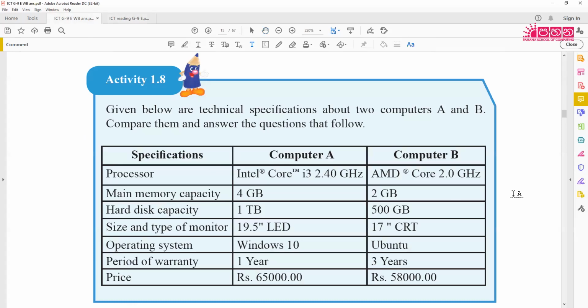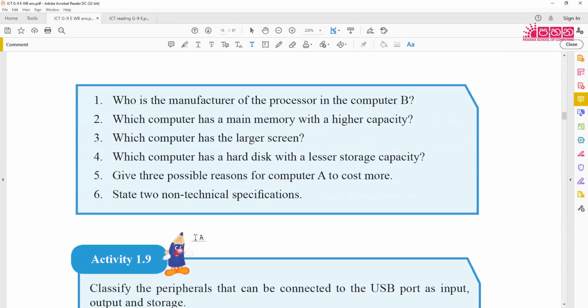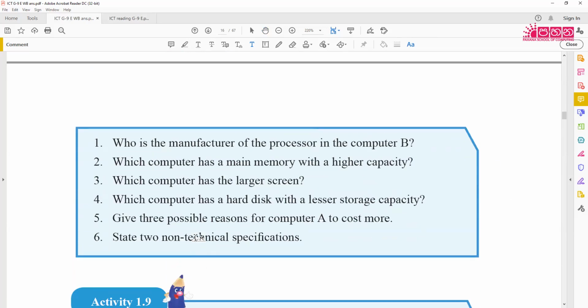Now in this activity 1.8, you are given a table, and in the first column you have specifications, and in the second and third columns you have configurations of two computers. Processor is given, main memory is given, hard disk given, size and type given, operating system details are given, period of warranty given, and price is there. Right, now here are the questions. There are only about 6 questions. I want you to answer them as soon as possible and send me the answers.